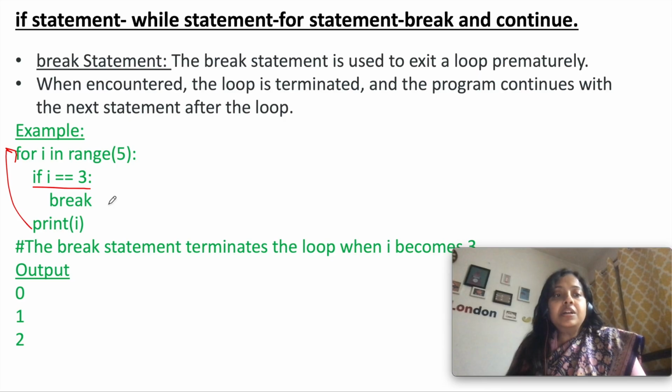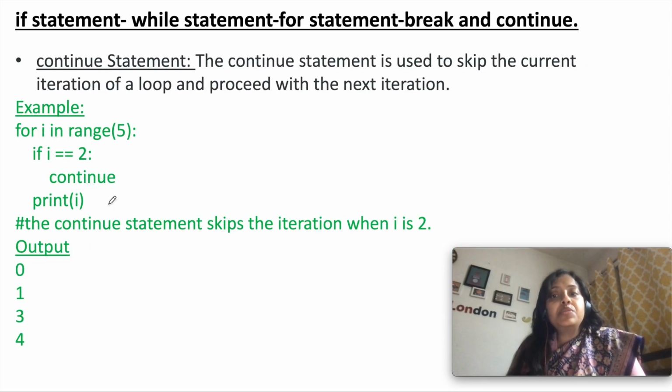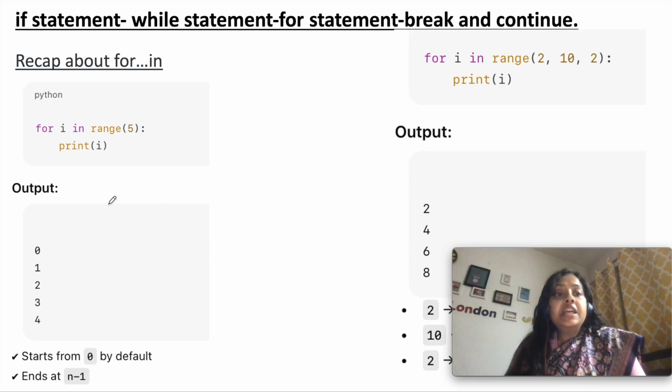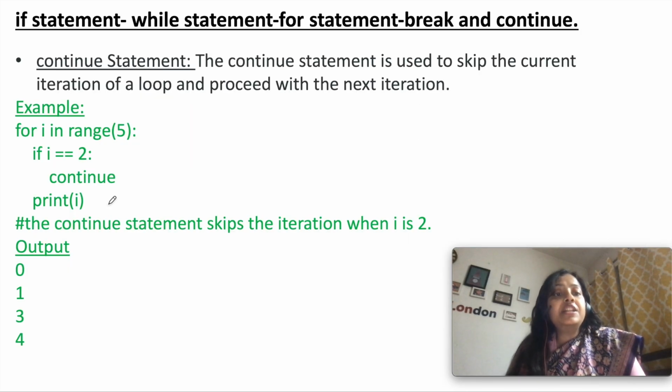Next we come to the continue statement. The continue statement is used to skip the current iteration of a loop and proceed with the next iteration. What is the meaning of that? Same thing here, if you see. First 0 is getting printed, then 1. Now when it comes to 2, it will not come out of the loop, but that particular iteration is skipped for 2 and it goes to the next iteration of the for loop.